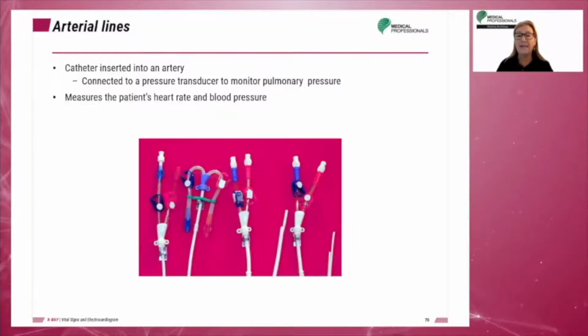The modified Seldinger technique is used for cannulation of deep arteries. This involves the use of a large, hollow introducer needle that is inserted into the artery. The angle, depth, and technique of insertion will vary depending on the specific site location that is used.